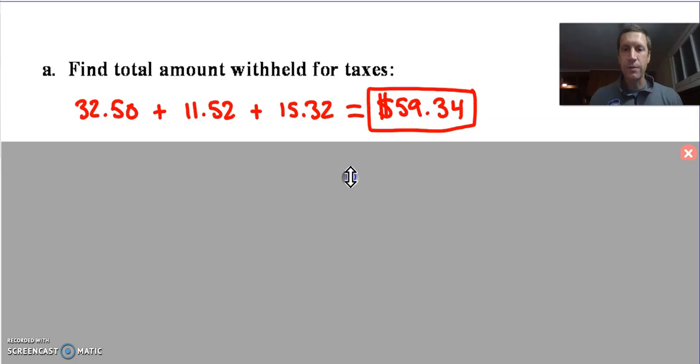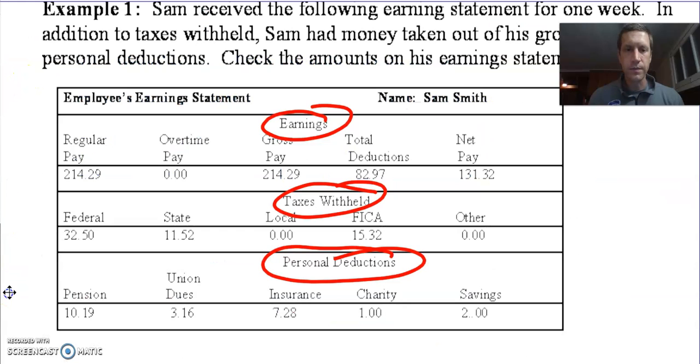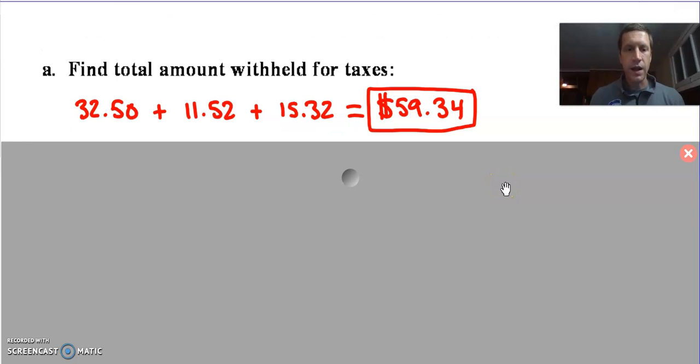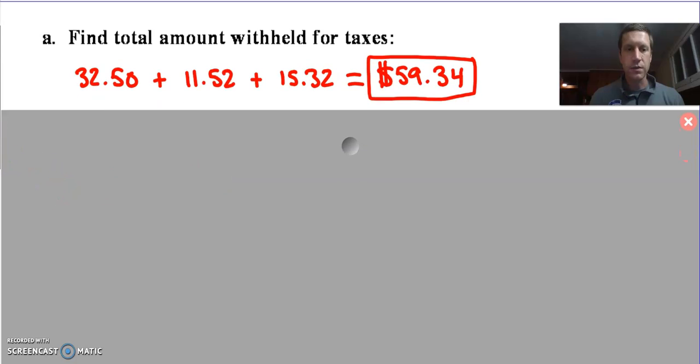So I'm going to add up the numbers for taxes. Where am I getting these numbers from? Well, these are simply listed on that pay stub from the previous page, under the taxes withheld. So I have these numbers here. Some of these are zeros, but I'm adding those together. So we get $59.34.